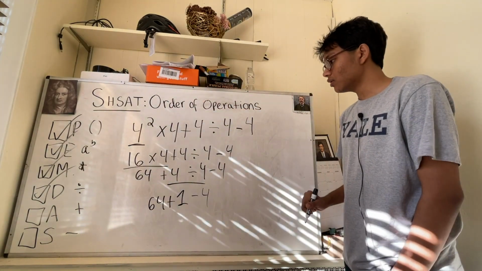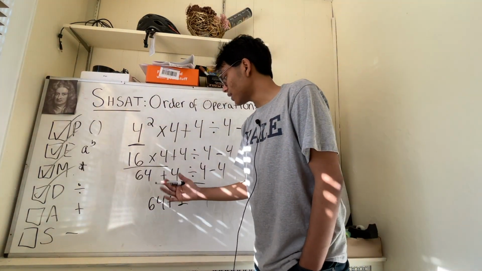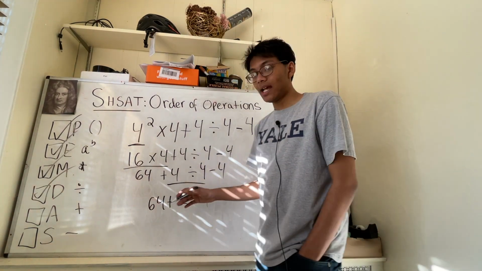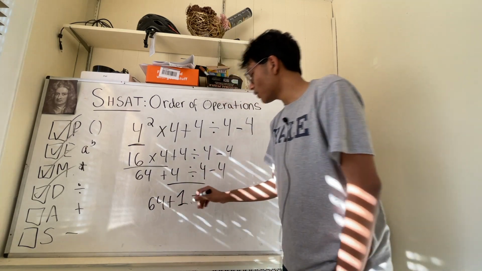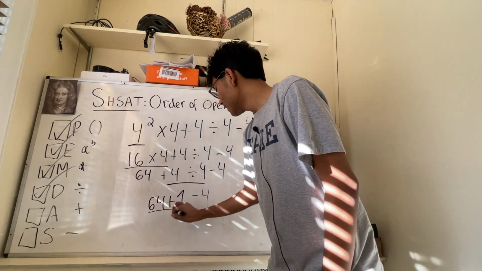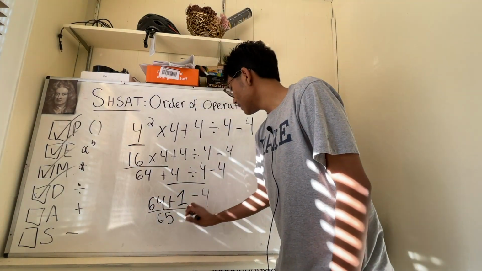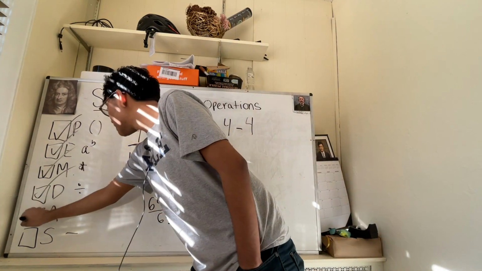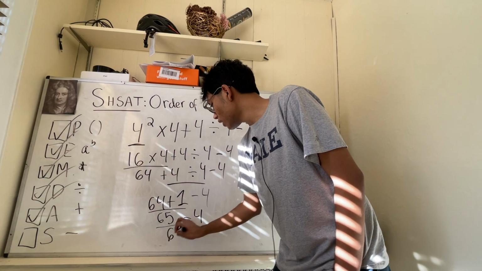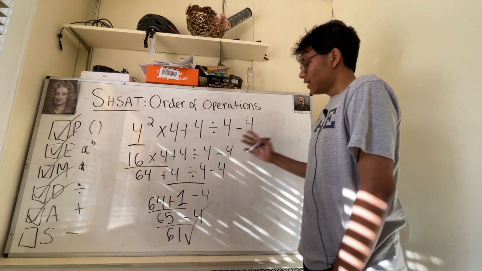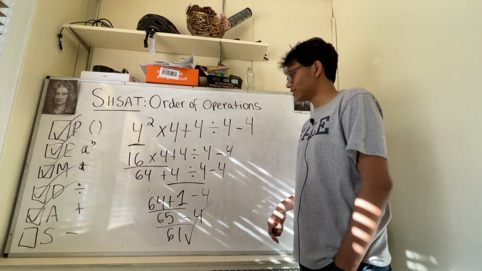Next one up, we have addition, right? Okay, so let's see. Here's the thing. Even if we didn't have addition, you'd be doing it left to right. I'll show you what that means later. So addition, 64 plus 1, what is that? That's gonna be 65. And then drop the minus 4. We're done with addition. Next one up, subtraction. 65 minus 4, that's 61. And you're done with the order of operations.